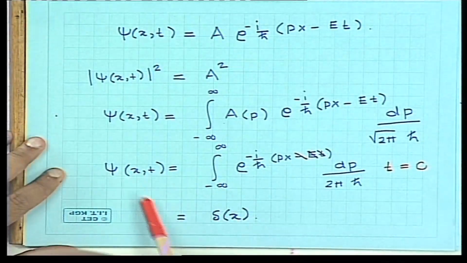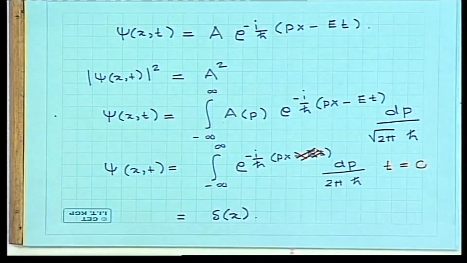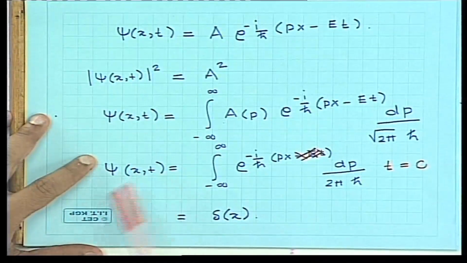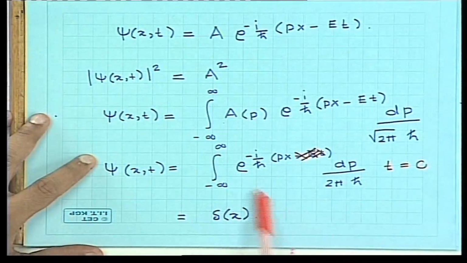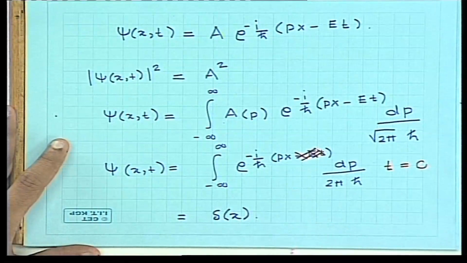So the question arises, do we know anything about the momentum of the particle? Now in this case, the wave function psi, which is a Dirac delta function, is made up of waves with all possible momentum. So we have absolutely no information about the momentum of the particle.